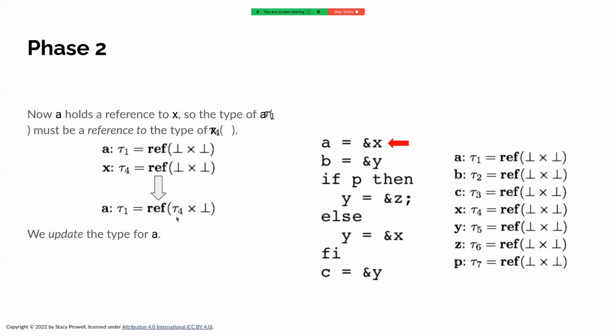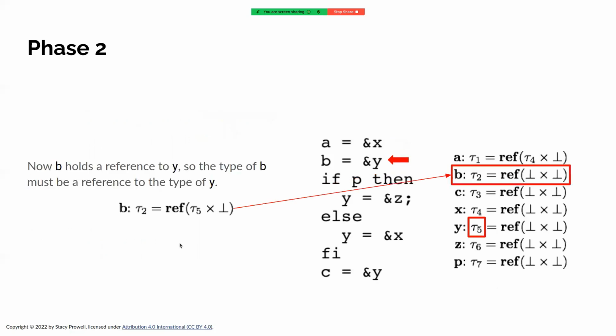And then we update the type for A, which is over here. And there we go. So now we've gone through the first line of the program and made a change to our type. Nothing has been merged yet. So far, that's all we got. B holds a reference to Y, so the type of B must be a reference to the type of Y. B is tau 2, Y is tau 5. So we're going to replace this line with this line, making B a reference to tau 5.